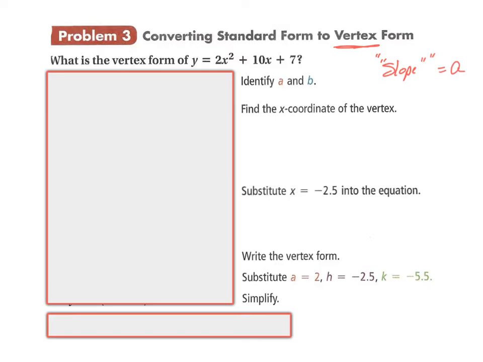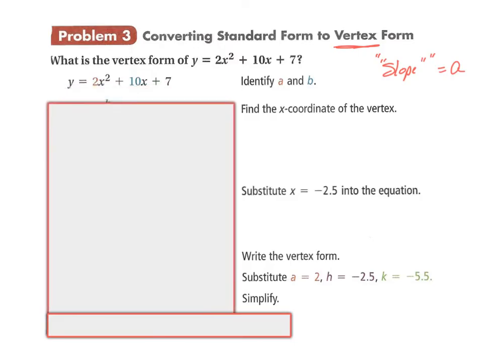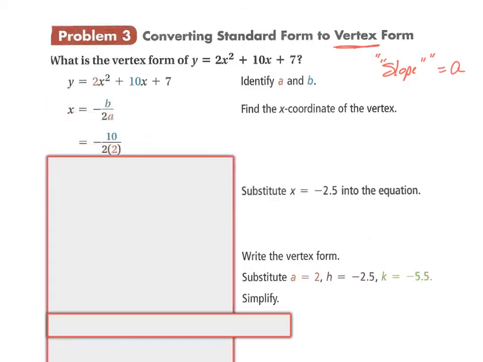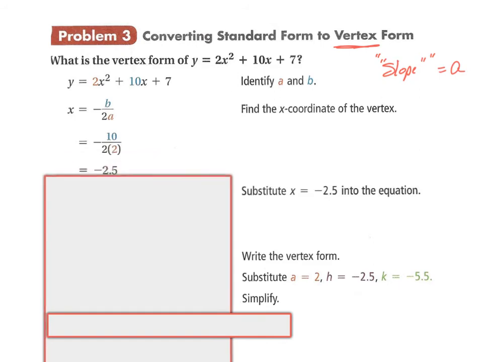Let's identify the A, the B, and the C. So 2 is my A, 10 is my B, 7 is my C. Then to get the X coordinate of the vertex, I'm going to change the B. Well, it's positive 10, so I'm going to change it to negative 10.